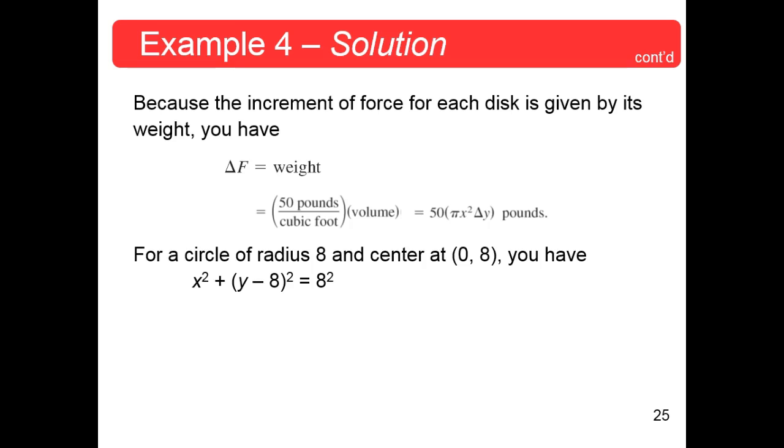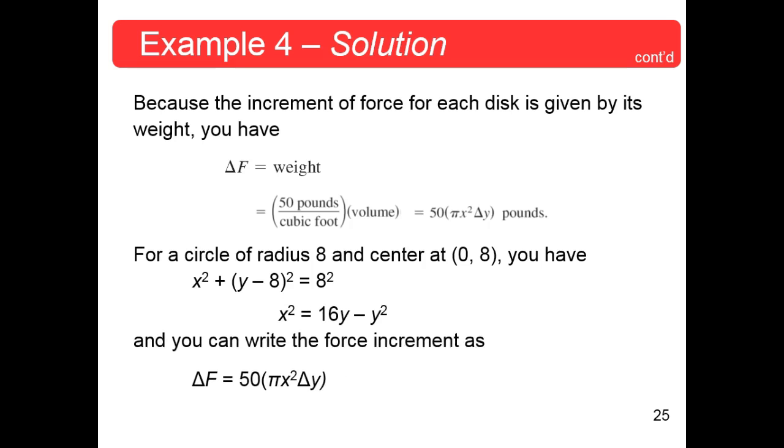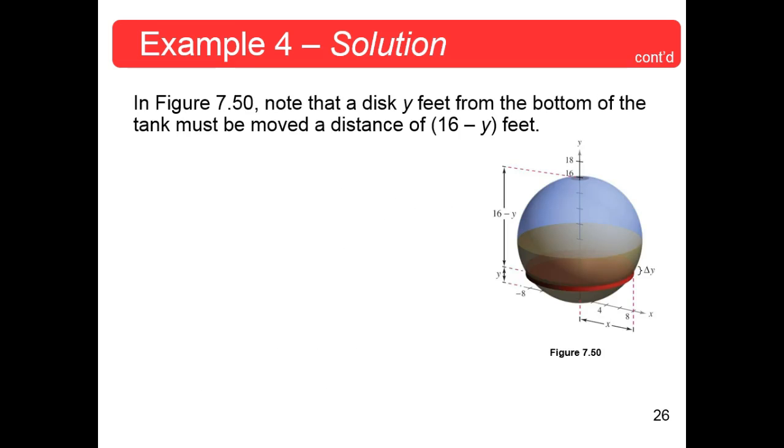For a circle of radius 8 centered at (0, 8), you have x squared plus (y minus 8) squared, we did that, is equal to 64. So that came out x squared is equal to 16y minus y squared, exactly what we got. So putting that in for your x squared, you get the delta F, which is the incremental weight, 50 pi x squared delta y, and put in the x squared as (16y minus y squared) delta y.